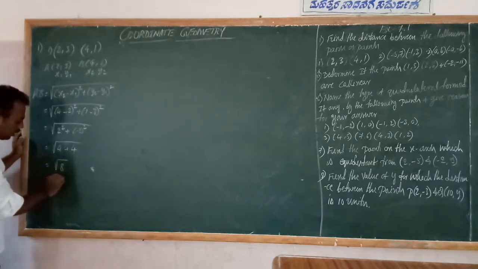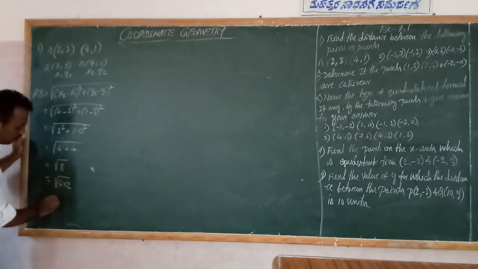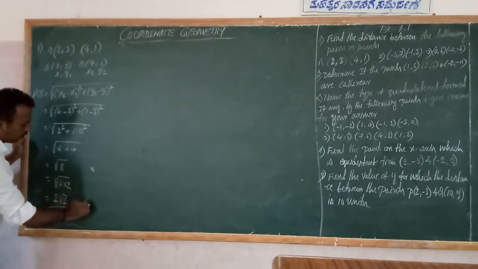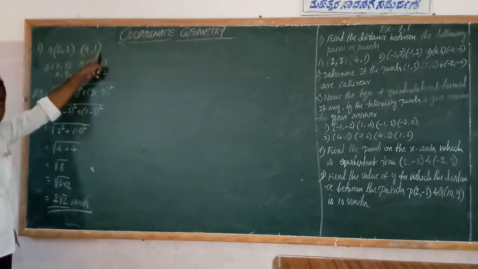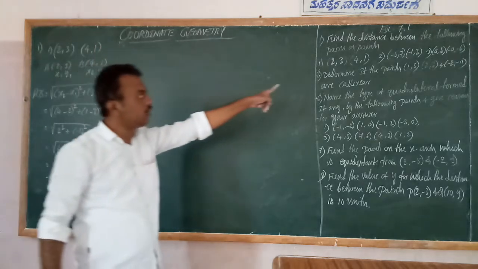8 can be written as 4 into 2. So we take out the root of 4, which is 2. What is remaining? Root 2. So 2 root 2 units. Are you understood? So 2 root 2 is the distance between 2, 3 and 4, 1. Are you understanding, students?